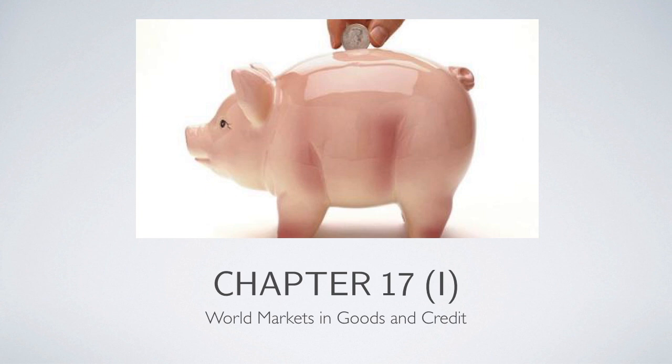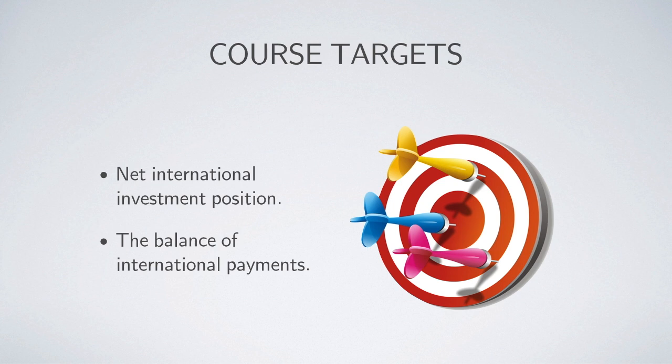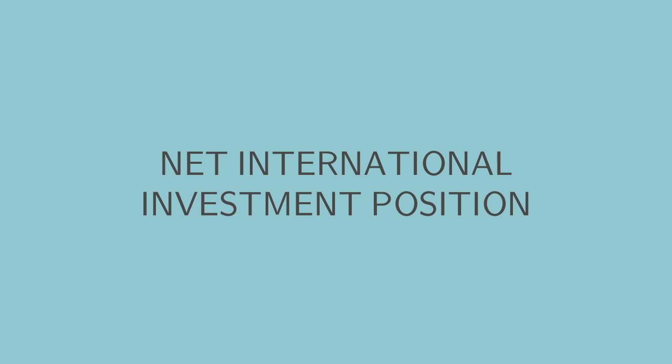Hi everyone. Today we want to learn chapter 17 regarding world markets in goods and credit. For this chapter, the course targets are to understand the net international investment position of a country, and then to understand the balance of payment of a country. And the reading for this part is chapter 17 from the textbook.